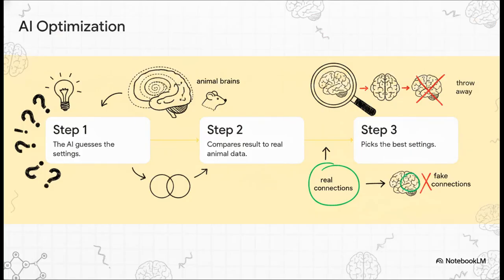The AI uses a simple process to find the best settings. First, the AI guesses the settings. Second, the AI makes a map. It checks this map against real data. This proven data comes from animal brains. Third, the AI makes a choice. It keeps the settings that show real brain roads. It throws away the bad settings. The bad settings show fake roads. The AI repeats this process very fast. It stops when it finds the perfect answer.